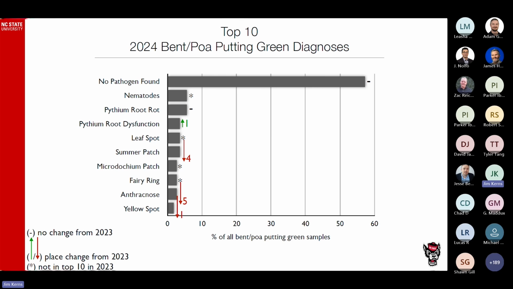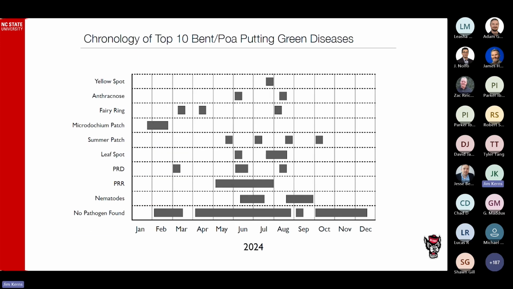Now, you do see this little slight increase in root dysfunction. Okay, all that means is we're seeing new construction. Okay, and that disease tends to show up, and we'll talk about that a little bit later in the webinar. So this really doesn't change all that much, right? You see most of the root rot activity May through July.